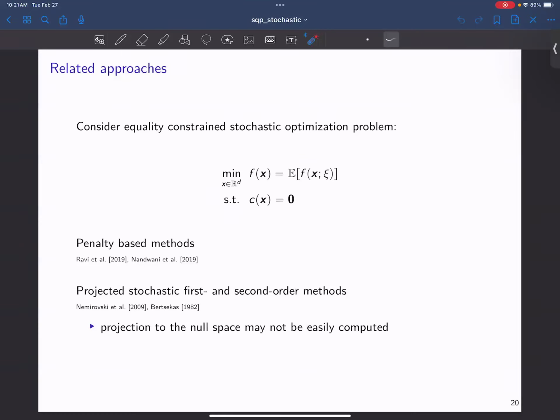Another class of algorithms in the literature are projected stochastic methods, where in each iteration one considers projecting onto the null space of the constraint. This is all nice and good when we can project onto the null space, but not in every problem can we do so. So I will work under the assumption that projection onto the null space is not available or is expensive to compute. And in that case, we need different kinds of methods.